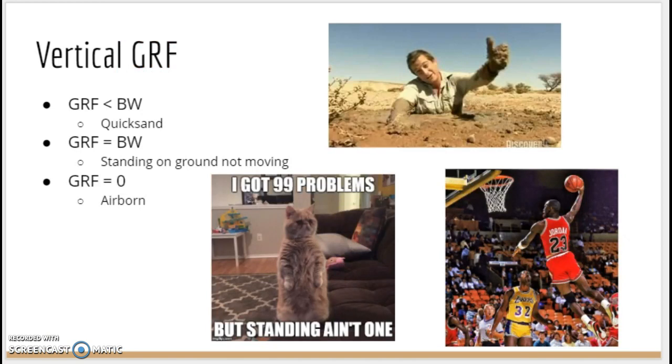The vertical ground reaction force is the force that acts in opposition to body weight in an upward and downward direction. Body weight is gravity with mass accounted for. A person standing on the ground and not falling through the ground is an example of when vertical ground reaction force and body weight are equal, seen in the picture of the cat. An example of vertical ground reaction force being less than body weight is in quicksand, seen in the picture of Bear Grylls sinking in the quicksand. When a person or object is airborne, such as the picture of Michael Jordan dunking a basketball, the vertical ground reaction force is equal to 0 because he is not in contact with the ground.